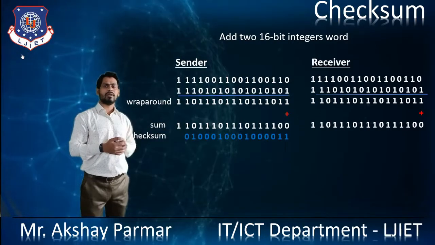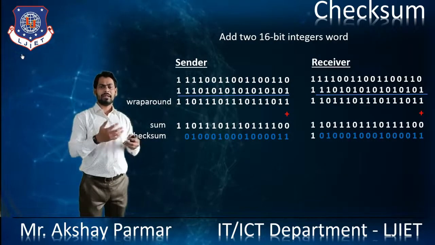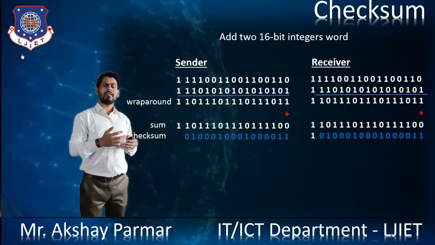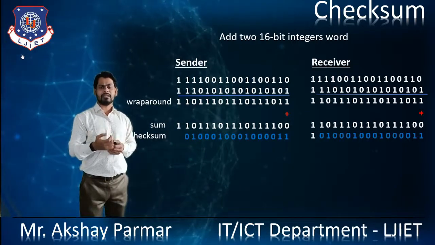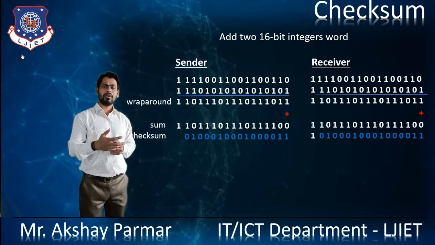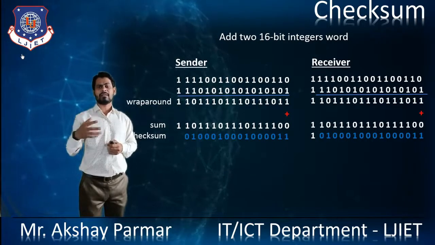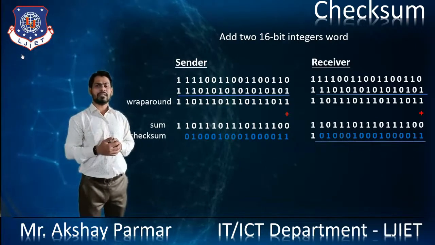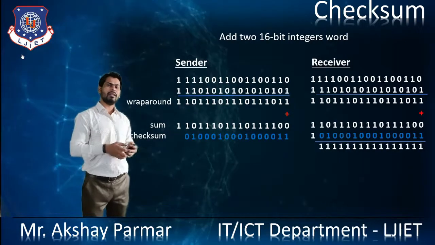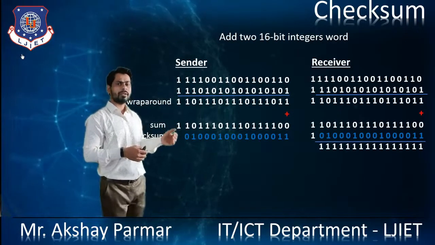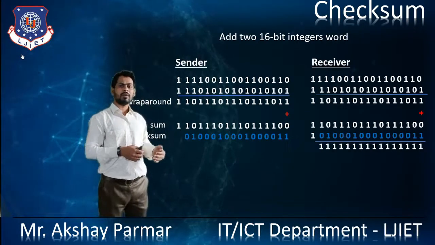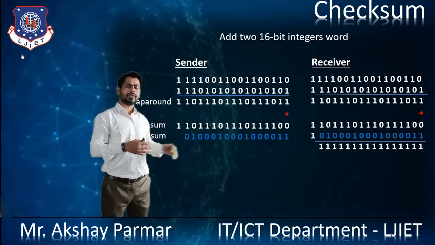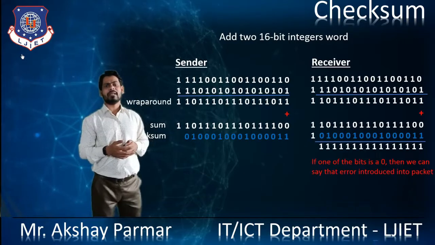So the received sum plus our checksum, if we add them and the whole sequence contains only 1 bits, then we can say that no error is encountered. Our data is pure, the same data that the sender sent is received at the receiver end. So we add the sum plus checksum: 0 plus 1 is 1, 1 plus 0 plus 0 is 1, 1 plus 0 is 1, and that's how we get the whole sequence of ones. So we can ensure that there is no error.